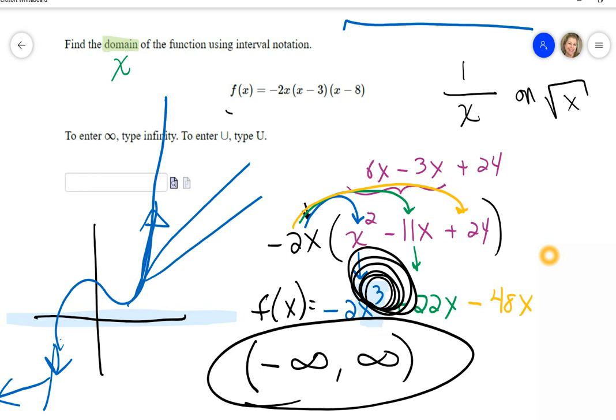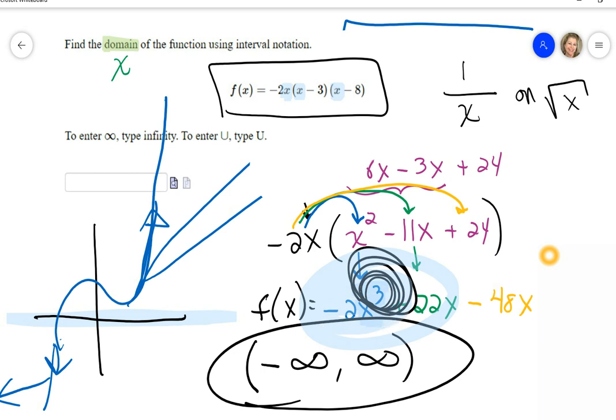And when I look at my function here, I have no denominators and I have no radicals. And if you were to take this x times this x times this x, that would give you an x cubed. Even though I didn't finish it all the way out, it's going to work out to be an x cubed eventually in the end. So I know it's just a polynomial function.